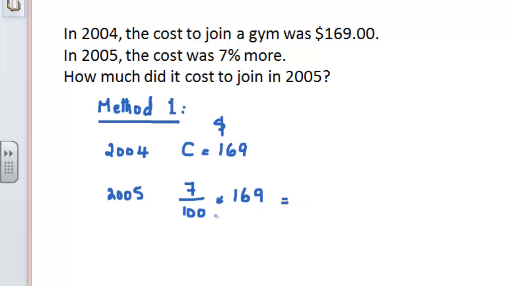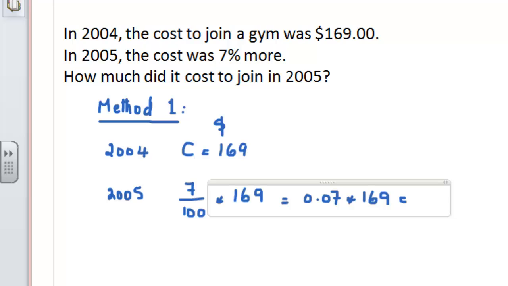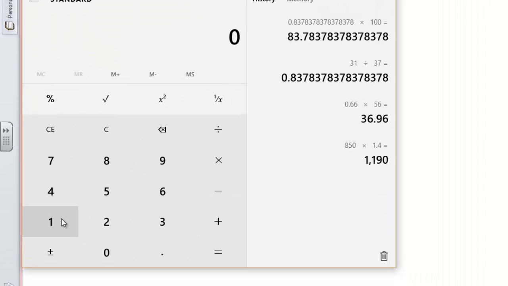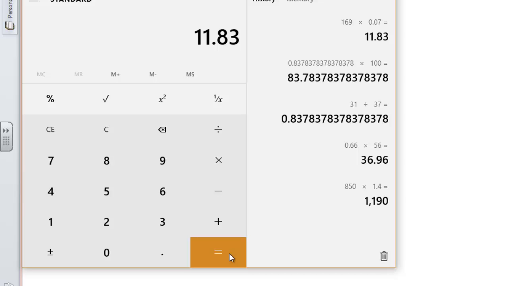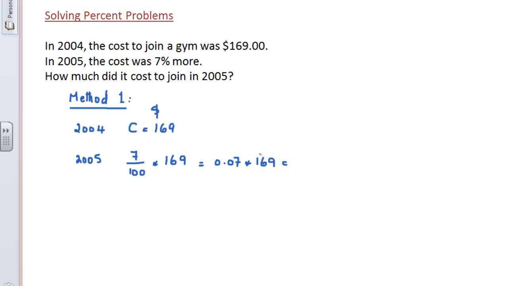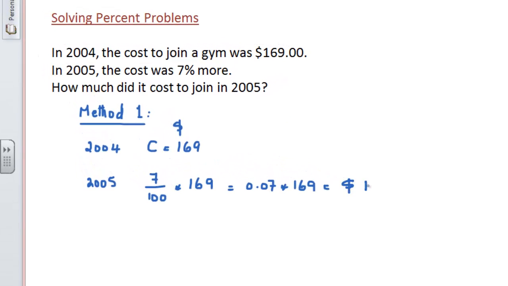Or we can transfer this fraction to a decimal, so we will say 0.07 times 169. So I'm going to use my calculator. The 7% of 169, 169 times 0.07 equals $11.83. So this is step 1 to find the 7% more.